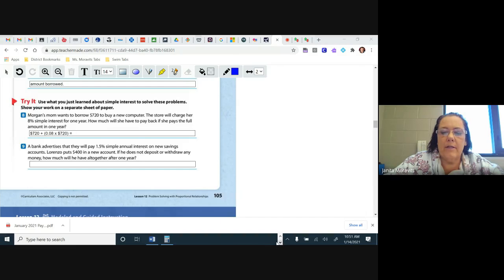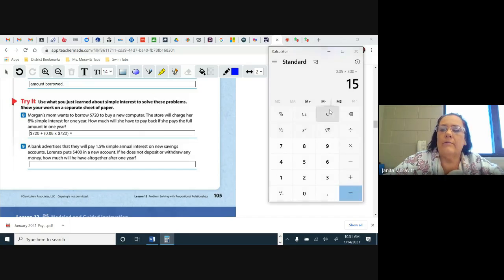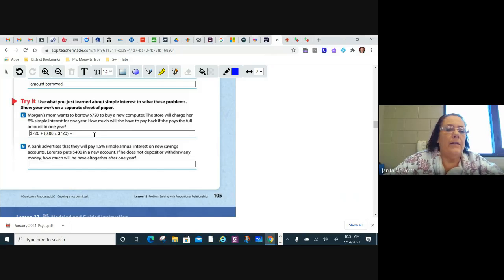So again, let's take a look at our calculator. Let's clear this out. So let's say we have to do the part first in parentheses. We've got 0.08 times 720. So she's going to pay $57.60 in interest.